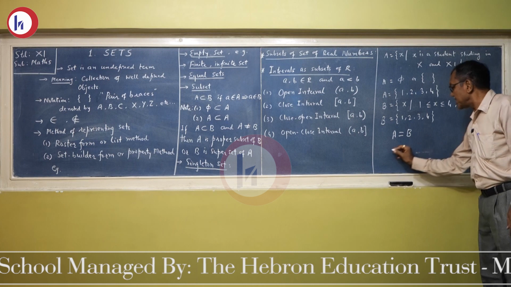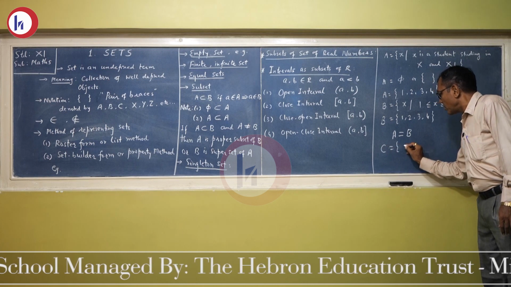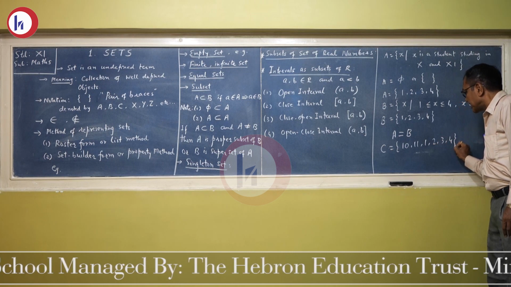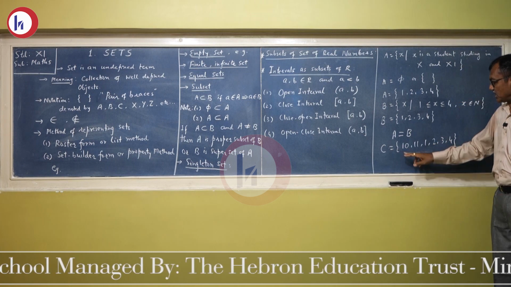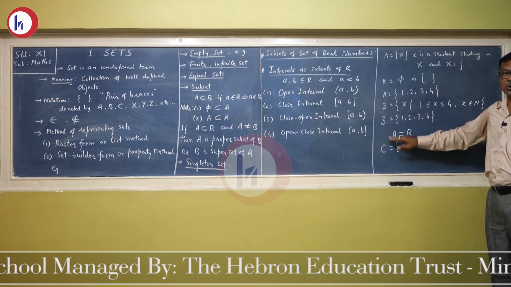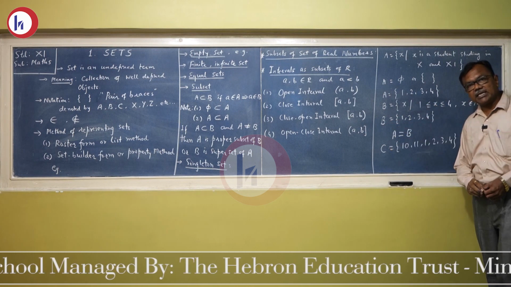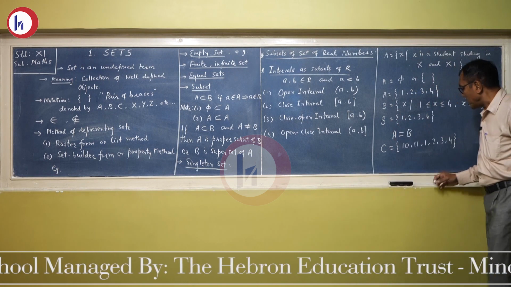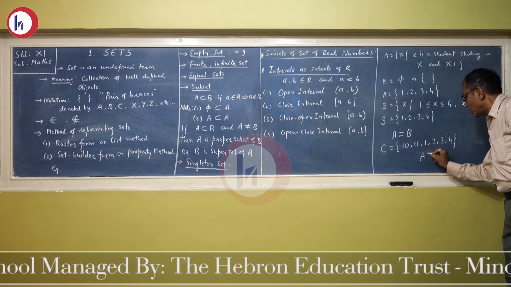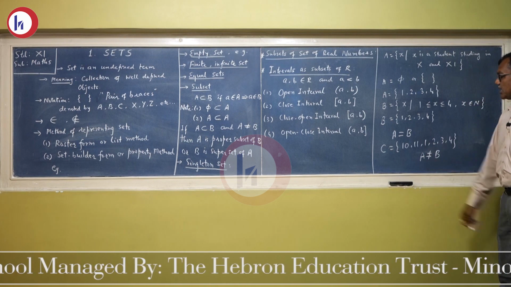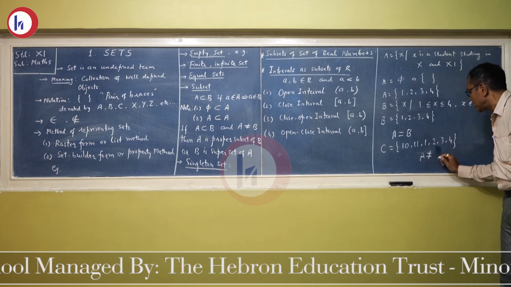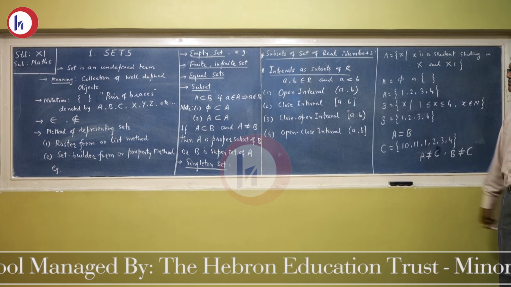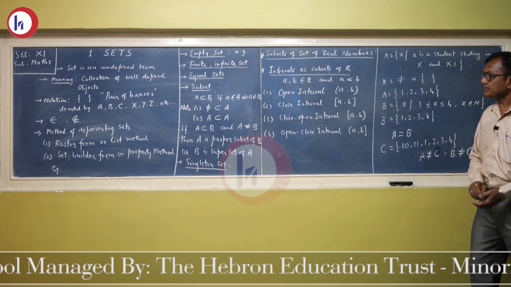Suppose you consider the set C, with elements 10, 11, 1, 2, 3, 4, for example. Then set C is not equal to B, and not equal to A also. If sets are not equal, then those sets are called unequal sets. That is, A is not equal to C, and B is also not equal to C.